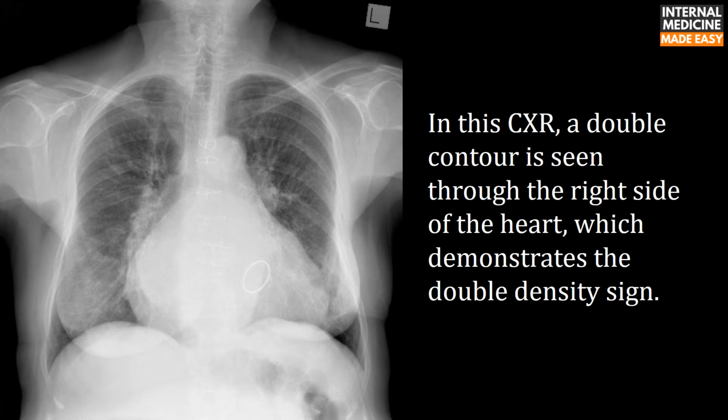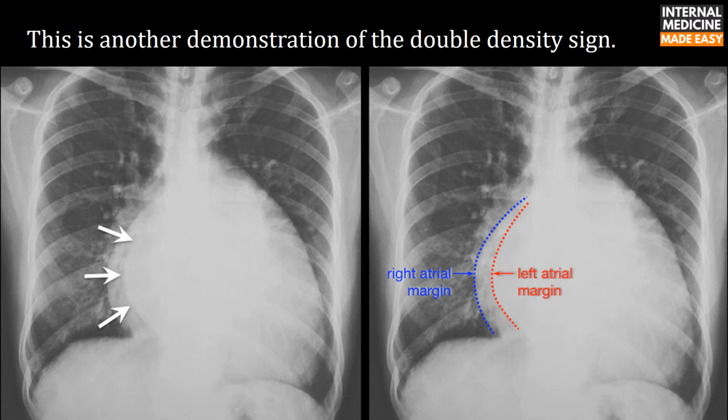In this chest X-ray, a double contour is seen through the right side of the heart, which demonstrates the double density sign. This is another demonstration of the double density sign.